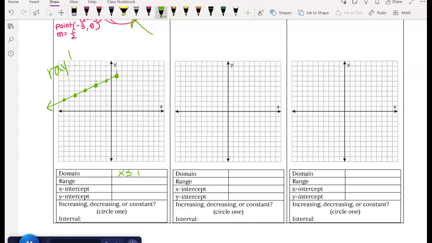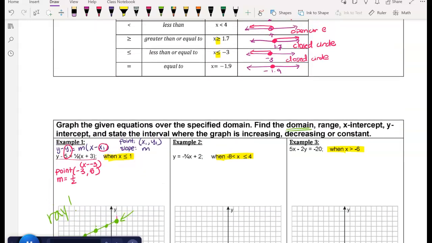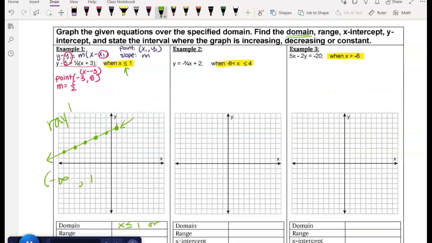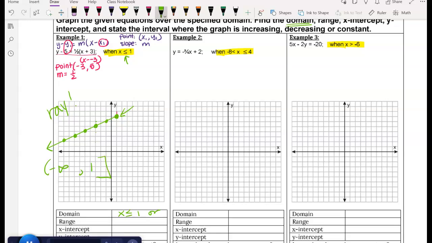We can also write this in interval notation. Over here is negative infinity, and this right here is 1, so comma 1. This is a closed dot, and the reason I know it's a closed dot, guys, is because this has an equal. So that's a bracket right there, okay? So this one can be written as negative infinity to 1 close bracket, or just simply x is less than or equal to 1.